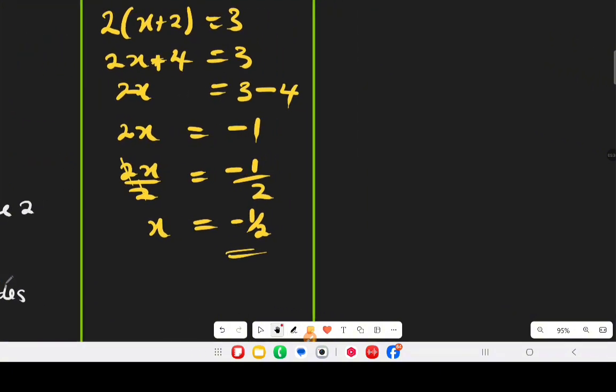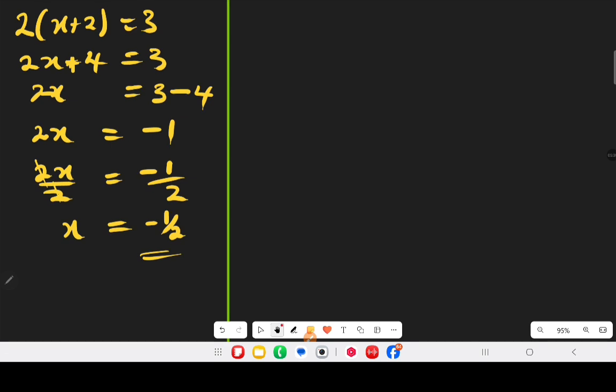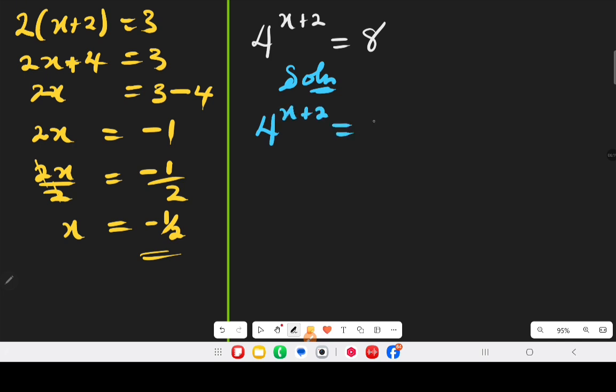Now let's use another method to solve this. We have 4 raised to the power of x plus 2 equal to 8. Using another method, we say solution: 4 raised to the power of x plus 2 equal to 8. In law of indices, whenever we have a raised to the power of m plus n, it is the same thing as a raised to the power of m times a raised to the power of n.